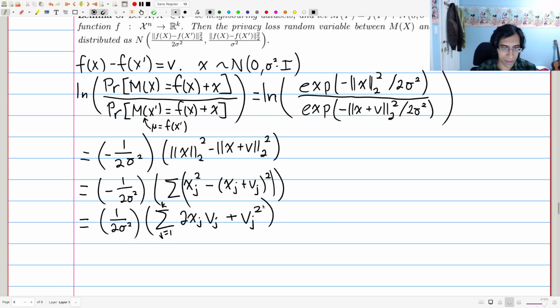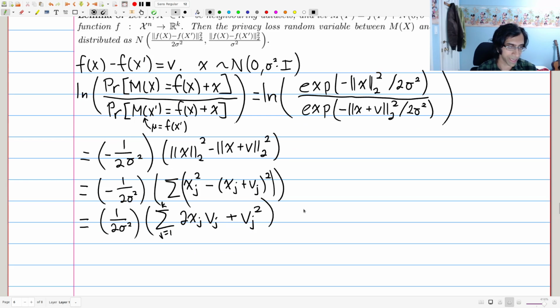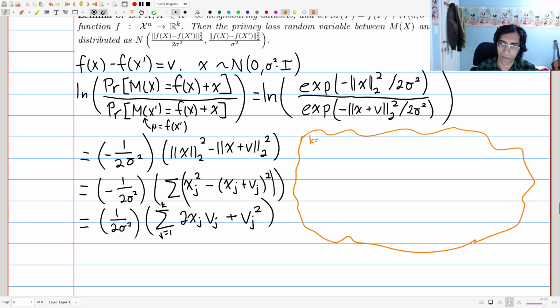Now, this is maybe hard to interpret, but let's take a pause here and see, what if we just wanted the univariate case? Could we finish the proof now? That's saying k is equal to 1. Supposing we want to stop now, if k equals 1, in case the entire proof gets a bit too technical, what do we have here? We have 1 over 2 sigma squared times 2, and just say x times v plus v squared. This is our privacy loss random variable.